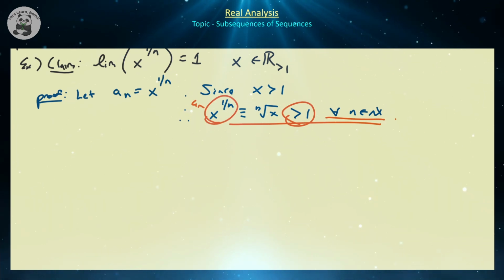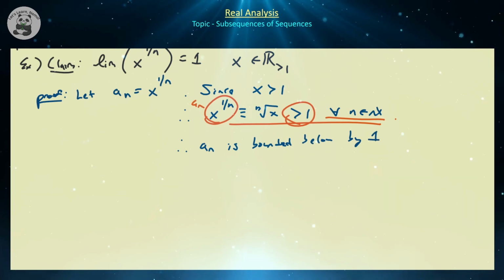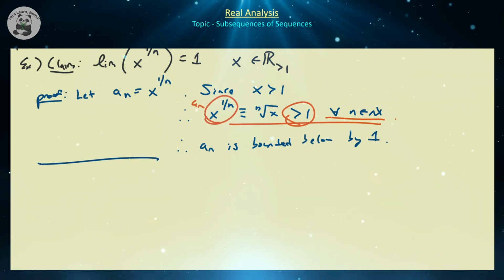So that means what is true about the sequence a_n? Well, that means a_n is bounded below, and particularly by 1. Okay, so that's pretty useful. So let's just put that aside for a moment.